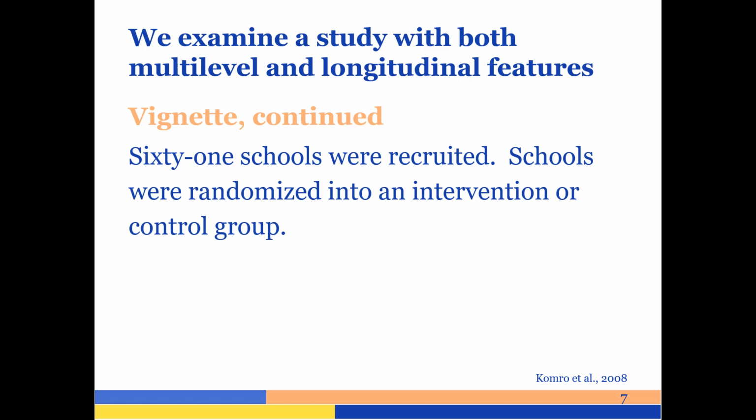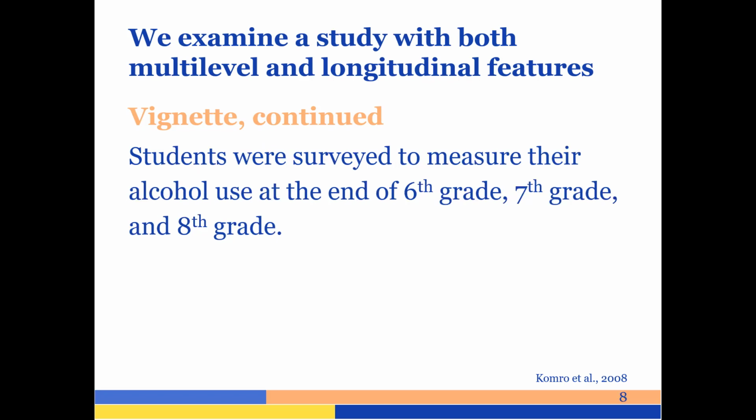Sixty-one schools were recruited for this study, and these schools were randomized into an intervention or control group. We can assume these schools were very far apart and could not communicate with each other. Each student's alcohol use was measured at the end of 6th, 7th, and 8th grades. So students were tracked over time and repeated measurements of their alcohol use were taken.